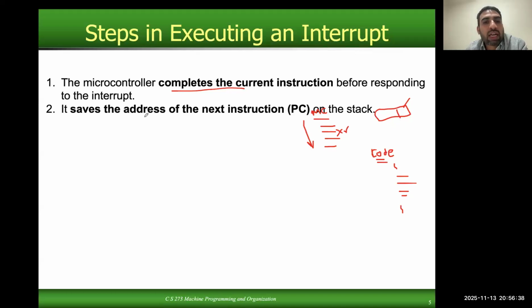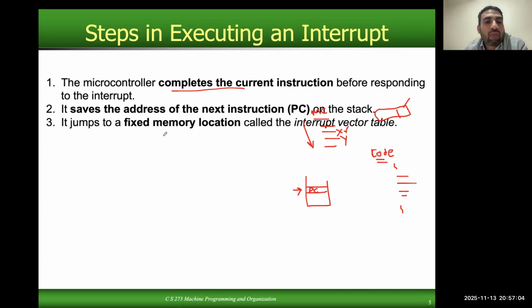Then it will save the address of the next instruction. What is the next instruction? Let's say it is instruction Y. So it will save the address of the next instruction, which is available in the PC, on the stack. Let's say this is our stack, and here we have the top of stack. So the PC will be placed at the top of the stack. Then it will jump to a fixed memory location called the interrupt vector table.